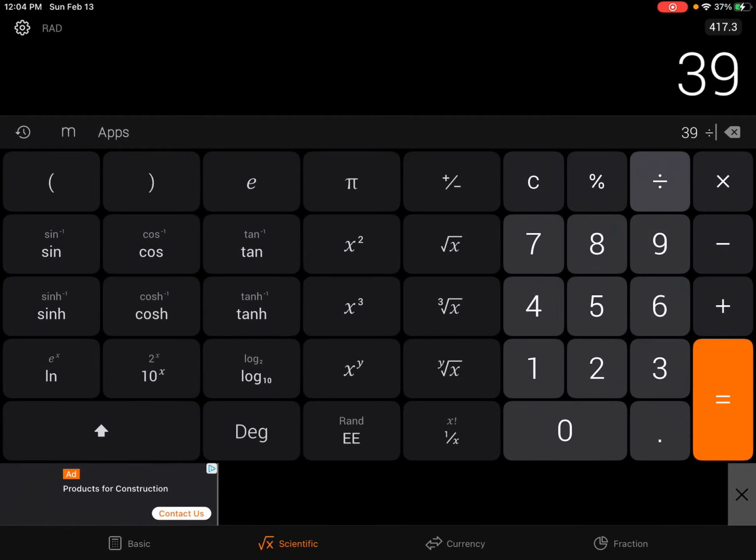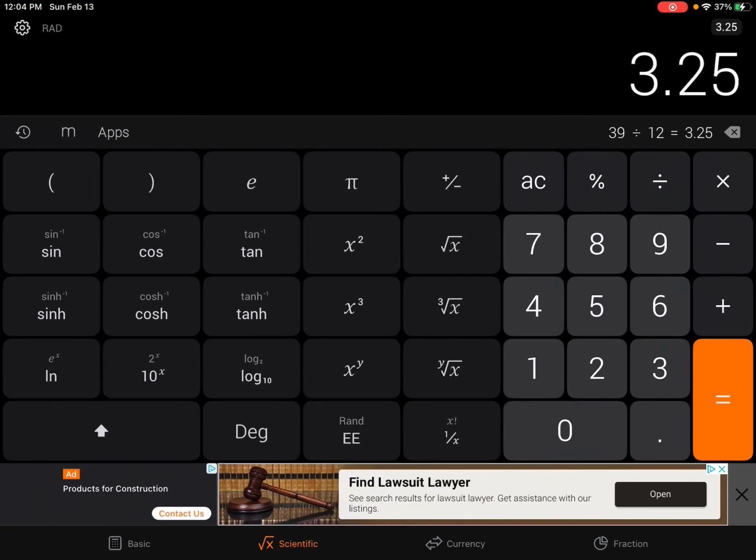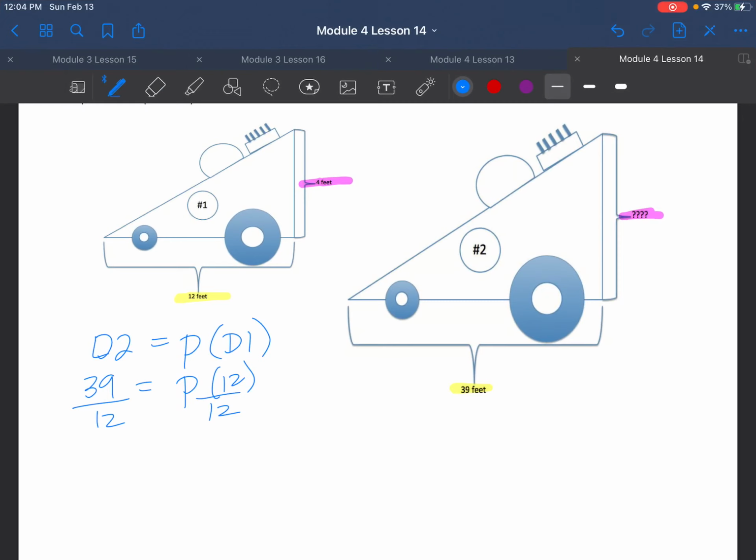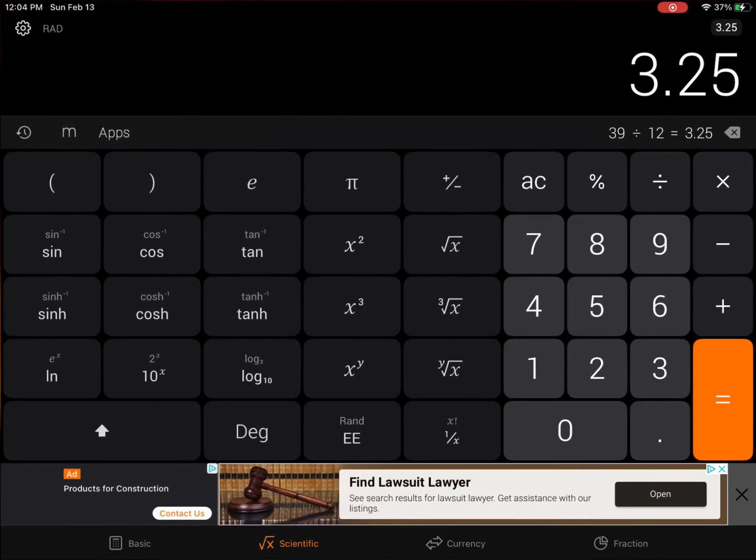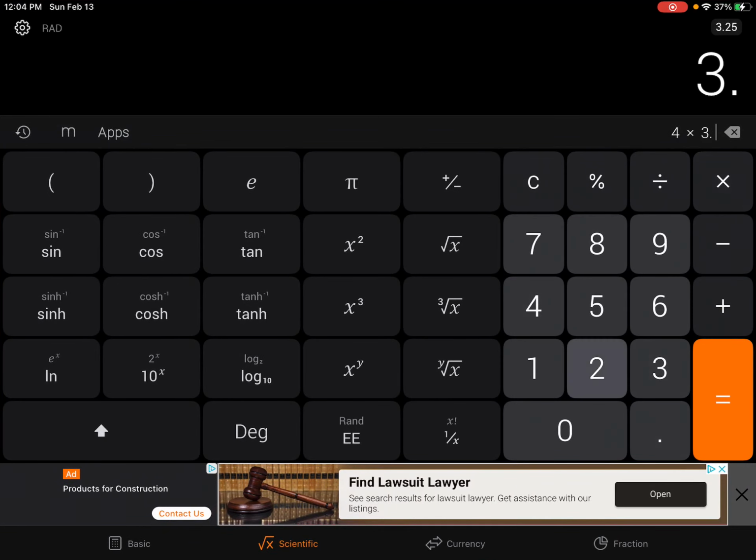Okay, so drawing number 2, if we take 39, that's what we need. And then from drawing 1, this is 12. If we divide both sides by 12, we get 39 twelfths, or let's see what that is in the calculator. 39 divided by 12 is 3.25. So this is P equal to 3.25, or a 325% increase, right?